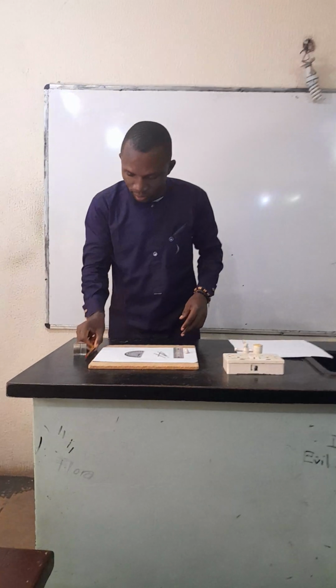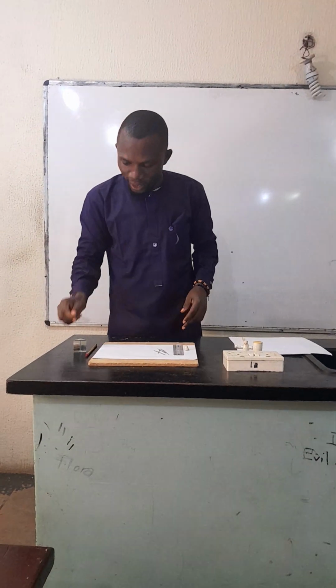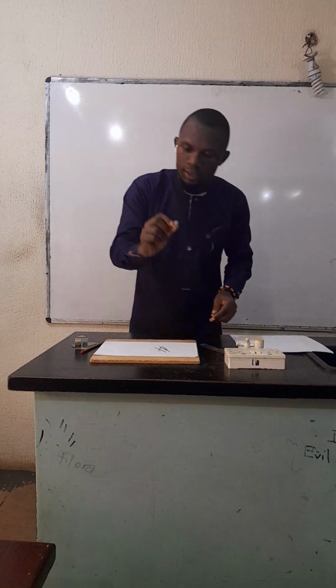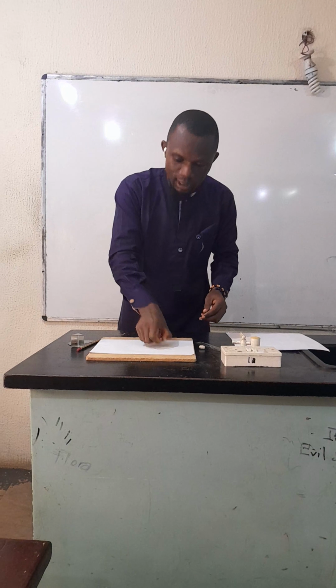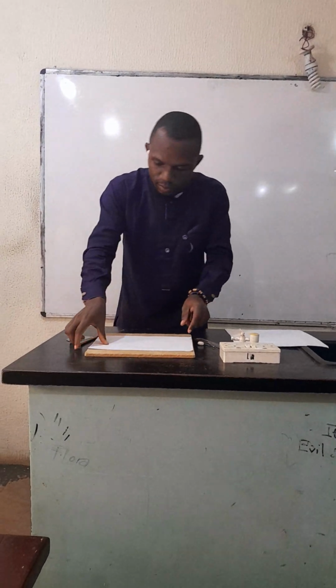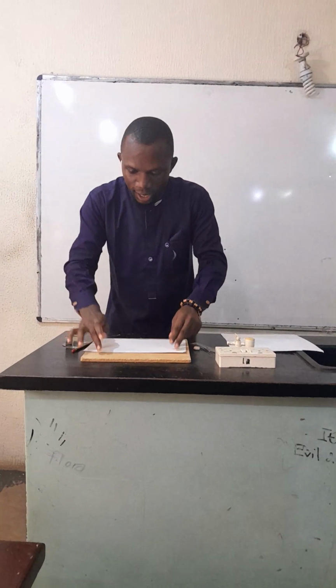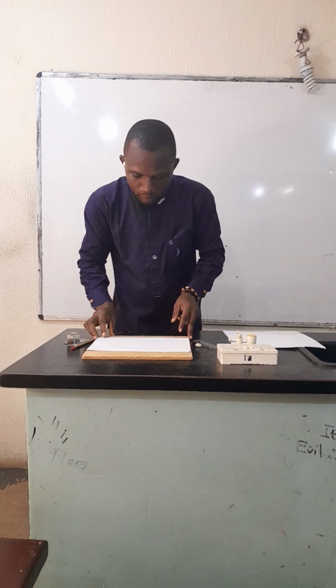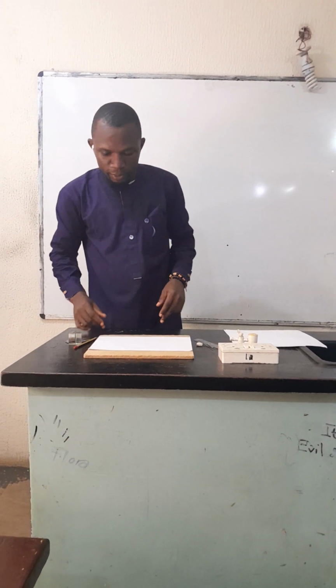This is my pencil. This is my protractor. This is my ruler. This is my eraser. And these are my pins. This is my drawing paper, and this is my drawing board. My drawing paper is well placed on the drawing board.